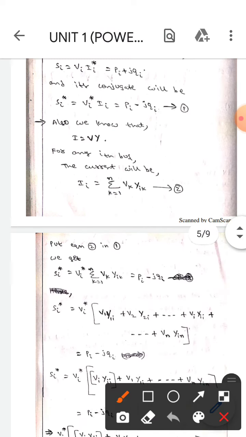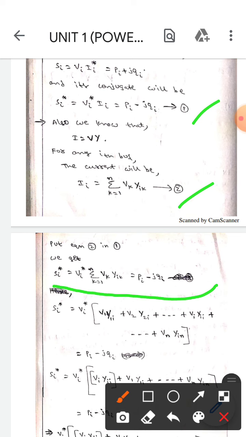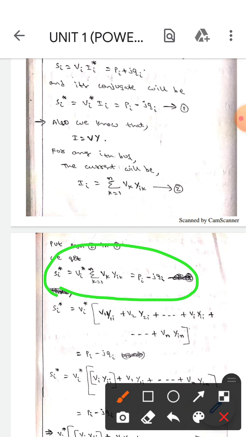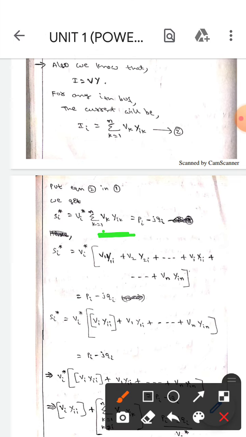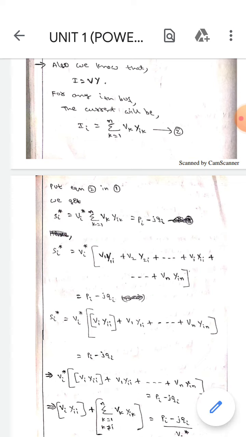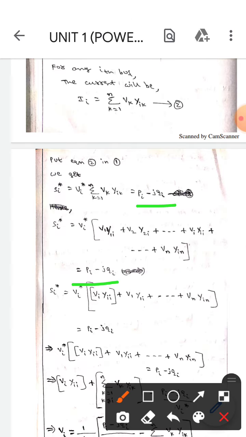If we substitute equation 2 in equation 1, we get Si conjugate equals Vi conjugate into sigma k equals 1 to n Vk into Yik, which equals Pi minus jQi. If we expand this sigma, we get Si conjugate equals Vi conjugate into V1 Y1i plus V2 Y2i plus and so on, Vi Yii plus and so on, Vn Yni, which equals Pi minus jQi.